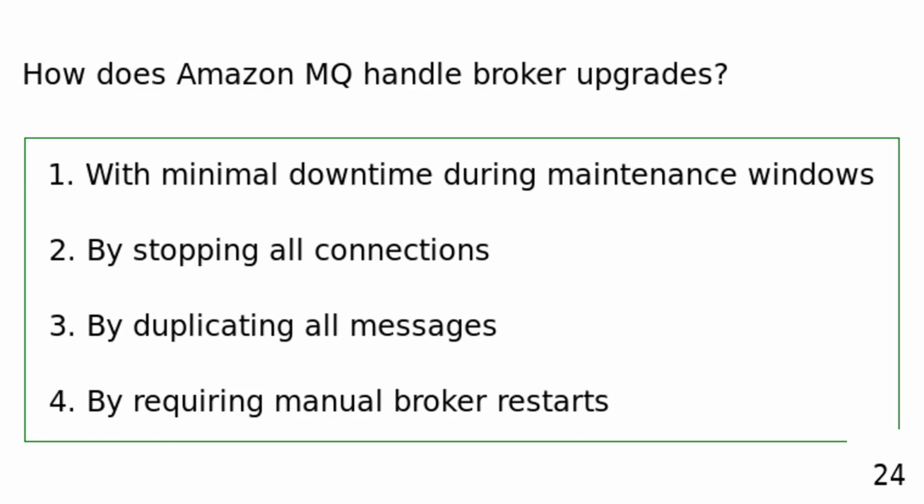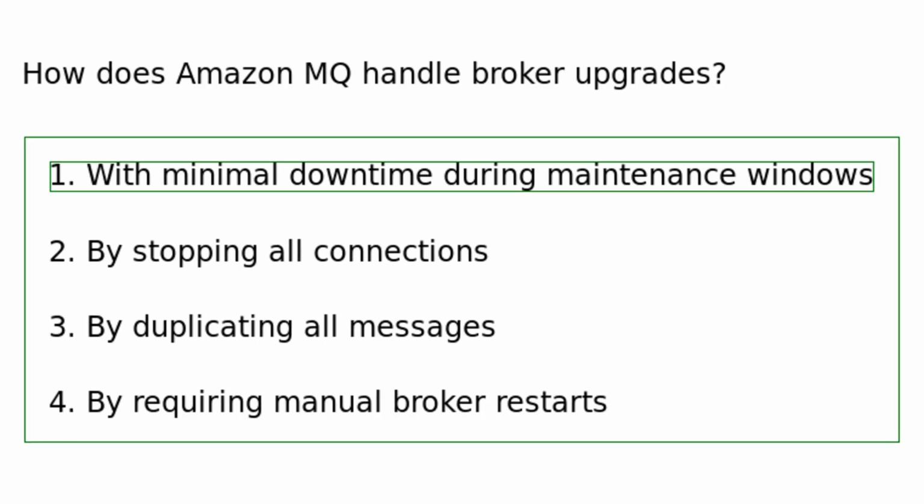How does Amazon MQ handle broker upgrades? With minimal downtime during maintenance windows. By stopping all connections. By duplicating all messages. By requiring manual broker restarts. Amazon MQ performs broker upgrades with minimal downtime during scheduled maintenance windows, ensuring service continuity.